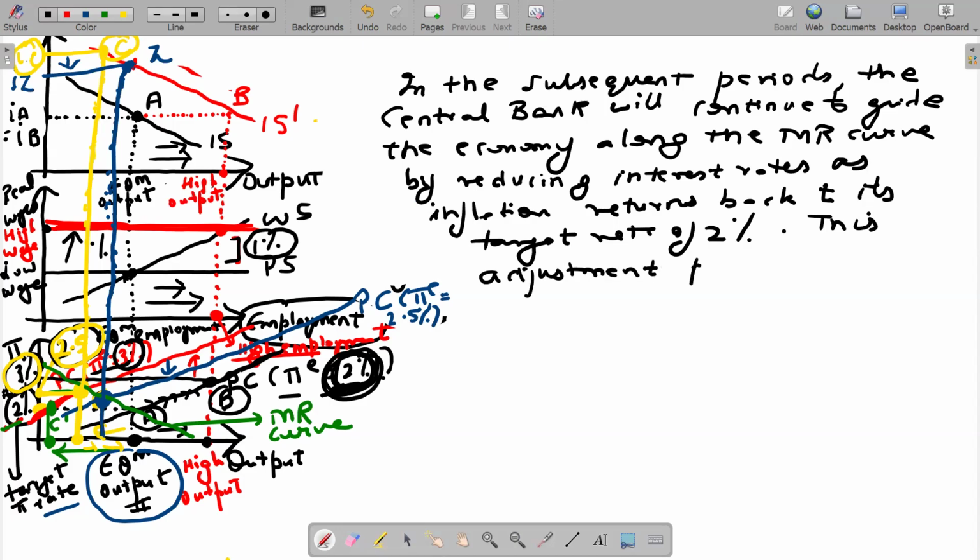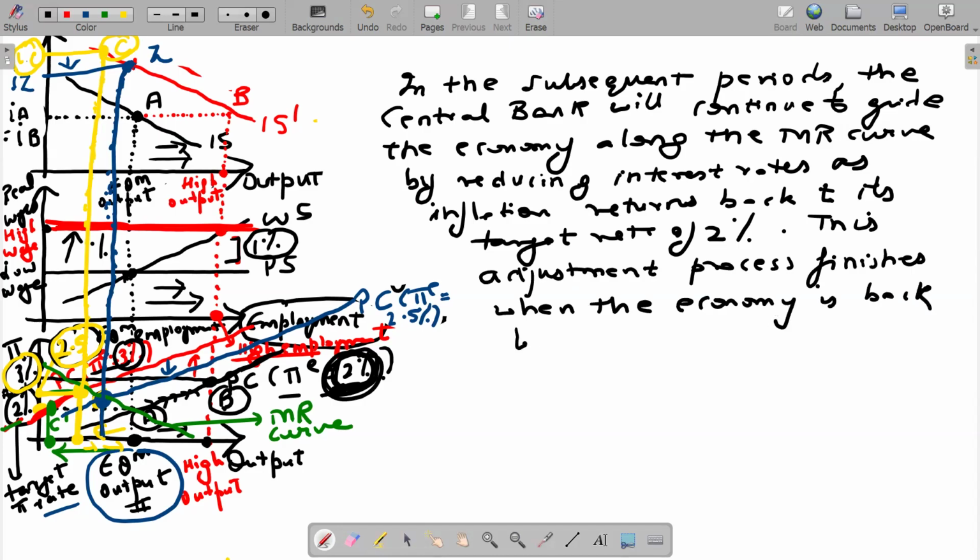This adjustment process finishes when the economy is back to the point Z. Point Z exactly coincides with point A. Remember, this was point A. So let's call this point Z also. A/Z. This red point, the adjustment process will keep on continuing till you reach back the Z point. Corresponding to Z, you have equilibrium output and you have target inflation of 2%.